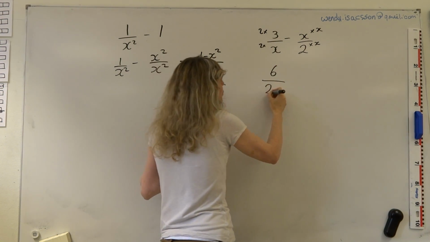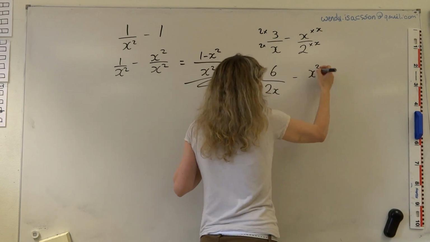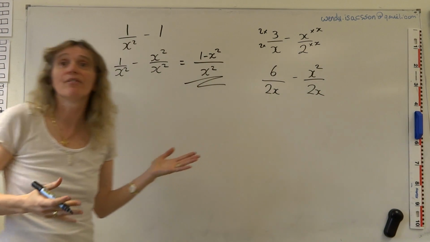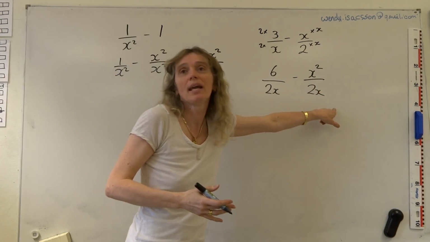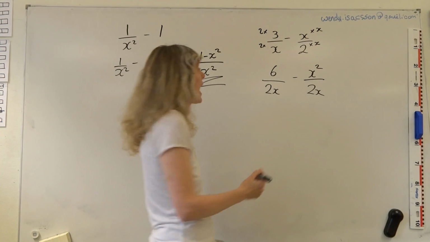2 times x is 2x. x times x is x squared. 2 times x is 2x. Now I have two fractions where the denominators are identical. And now I can just subtract the fractions as normal.